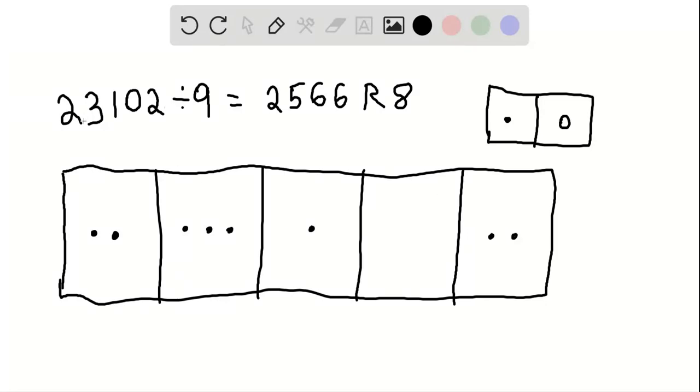So we have our number 23,102 represented in our 10 to 1 machines. We just have 2 dots, 3 dots, 1 dot, 0 dots, and 2 dots. Now we're dividing by 9, but we're actually going to think of 9 as 10 minus 1. Okay, so we're going to think of 9 as 10 minus 1, which it is, and 10 minus 1 in a base 10 machine would look like 1 dot next to 1 anti-dot, right? That's 1 dot in our tens box and then an anti-dot in our ones box. So that's 10 minus 1, which is 9.